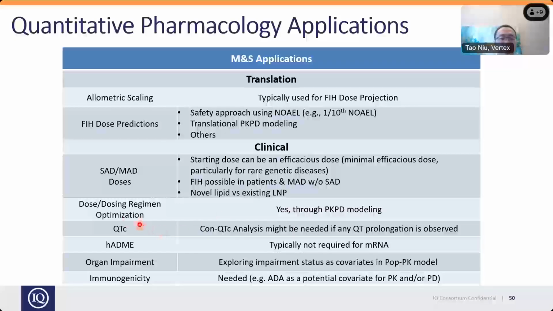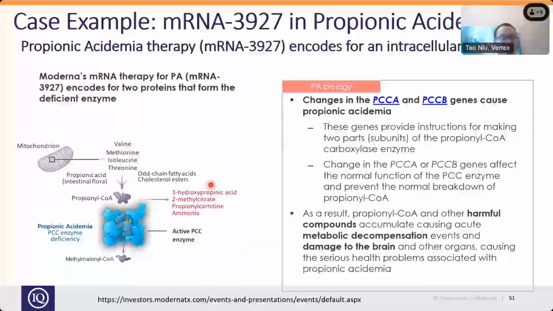And lastly, for these clinical pharmacology considerations, QTc might be needed if any QT prolongation is observed. And for human ADME study, typically not required for this type of modality. For organ impairment, you may explore the impairment status as a covariate in your population PK model, as well as PK/PD model. For immunogenicity monitoring, like I said, you do need to monitor it, although you can take different strategies. And then I'll hand over to my colleague Ming.